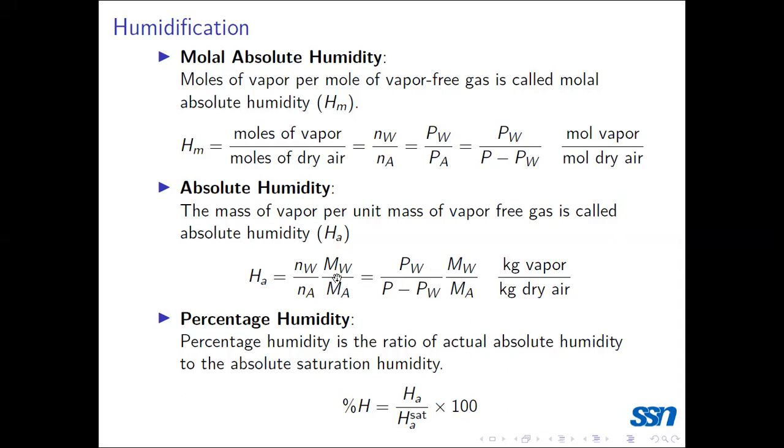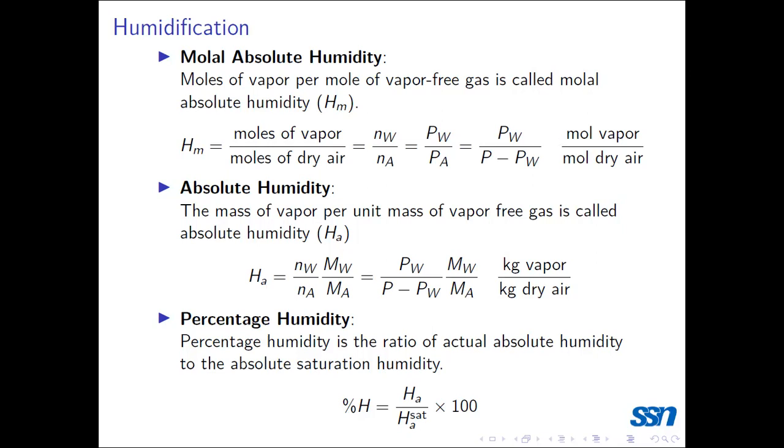Again, n moles into molecular weight gives the weight. Percentage humidity is simply the absolute humidity, which can be molar or mass absolute humidity, that doesn't matter because it is again a ratio only. It is the actual absolute humidity to the absolute saturation humidity. At saturation, P_W is nothing but P_W saturation. Otherwise, this is the maximum amount of water vapor that can be present in the air.